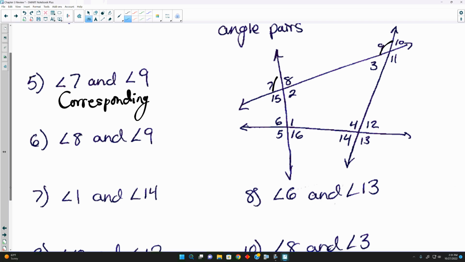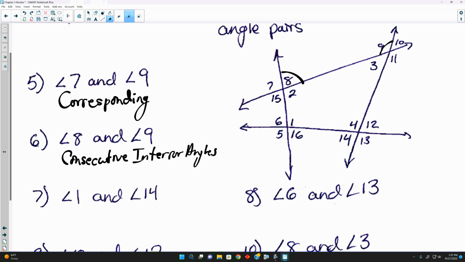Then the next one, we have 8 and 9. So 8 and 9, both inside the 2 lines, yes? Are they on opposite sides of the transversal? They're on the same side, so that would be interior angles. Consecutive interior angles.